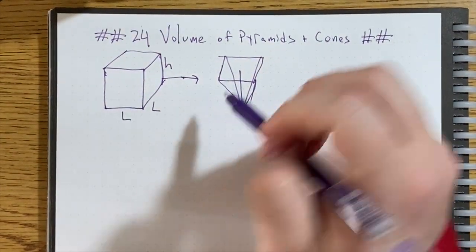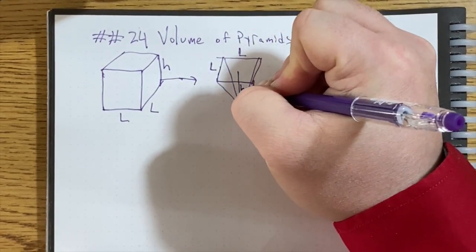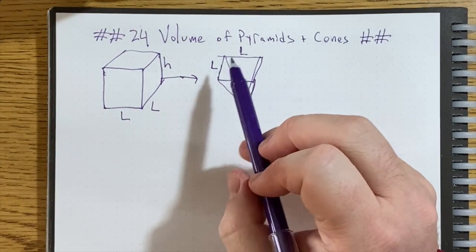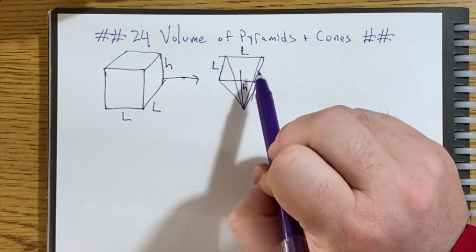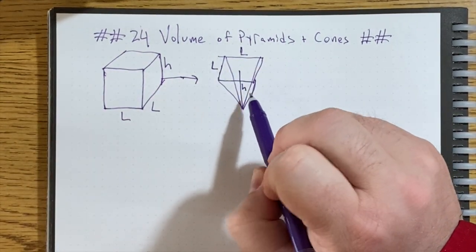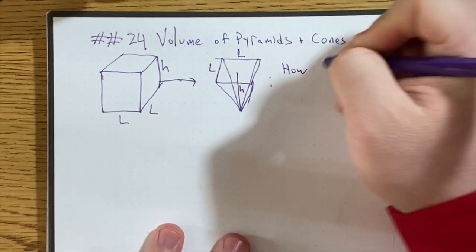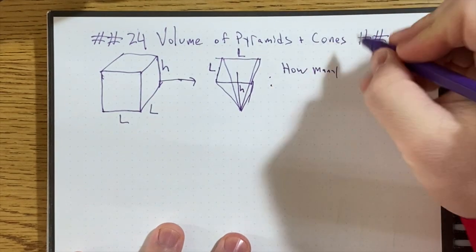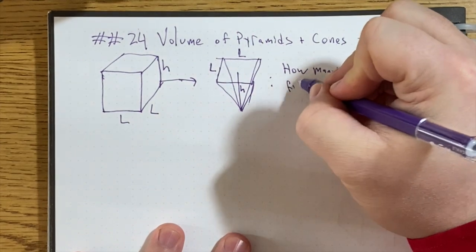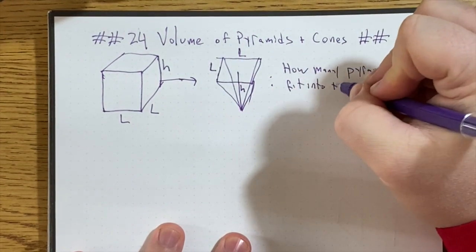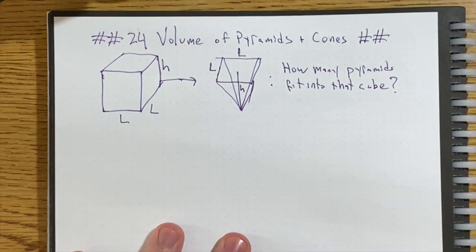What we're trying to figure out is if we have a cube and a pyramid, and this pyramid has the same base and the same height, right? So either we're cutting this cube up and leaving only a pyramid. The question is, how many pyramids fit into that cube? Because this is pretty related, and that's how we're going to know our formula.